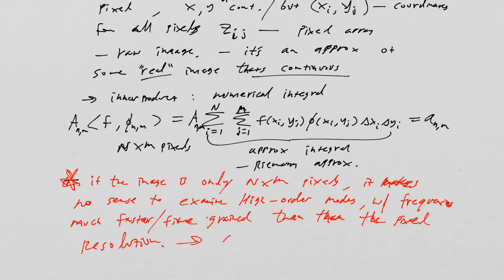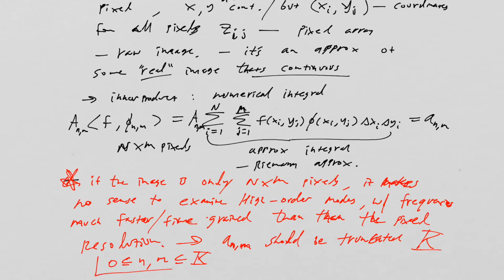Therefore, A_NM should be truncated. Okay, so we're going to call that K truncated. So N and M are going to be less than or equal to capital K. They'll start down at 0. So you won't exceed some K value that's going to be your truncation of your Fourier series.